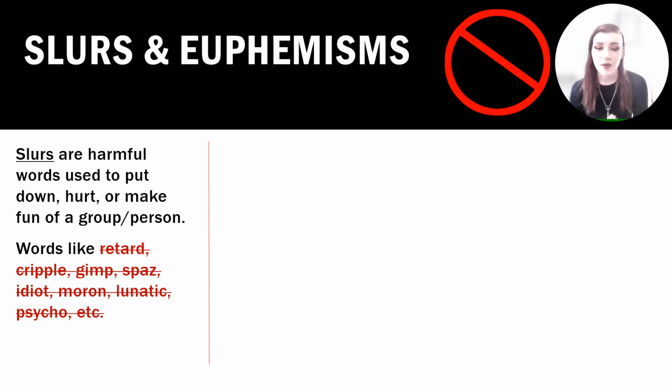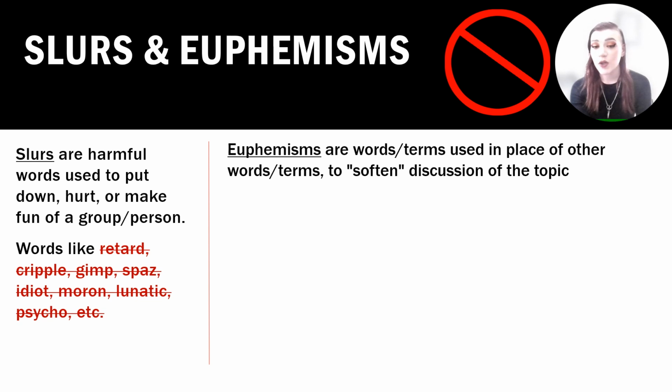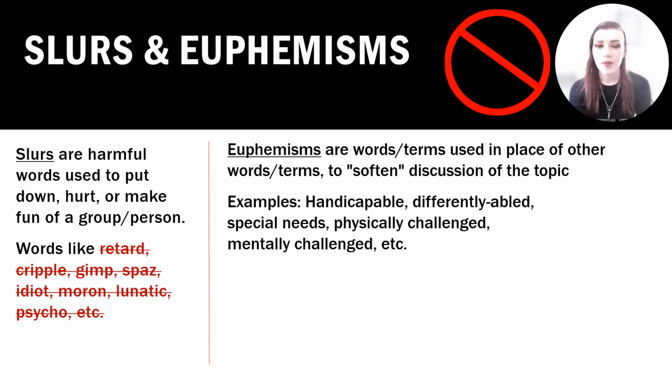I'm not going to say them out loud, but these are words that we've probably all heard or read or seen one place or another. And these are, of course, very harmful words used to directly harm and make fun of or hurt the disabled community. We also hear euphemisms, which are words or terms that are used in place of other words or terms to kind of soften discussion of a topic.